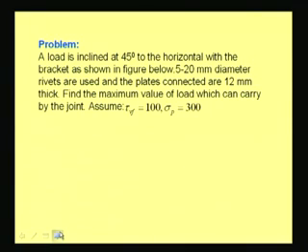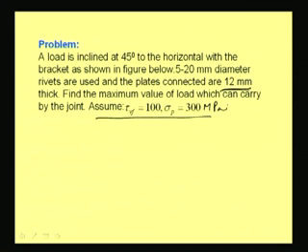Say the problem is given like this: a load is inclined at 45 degrees to the horizontal with the bracket as shown in the figure below. Figure I am going to draw. Now, 5 rivets with 20 mm diameter are used and the plates connected are 12 mm thick. So, plate thickness is 12 mm. Find the maximum value of load which can be carried by the joint. Assume tau_vf as 100 and sigma_p as 300 MPa.